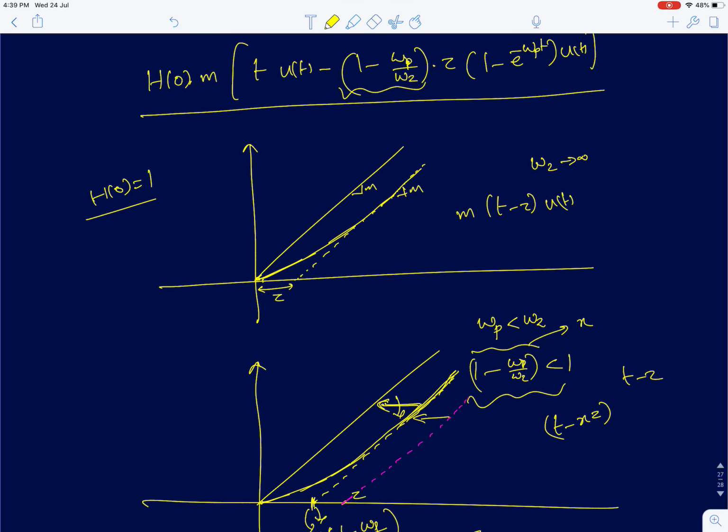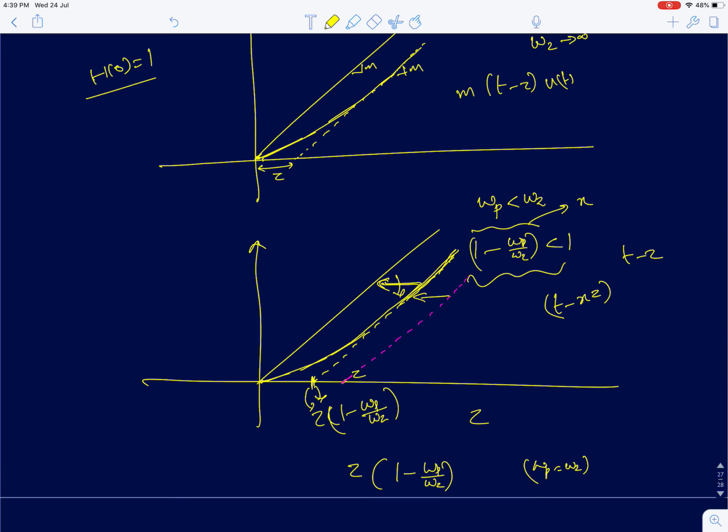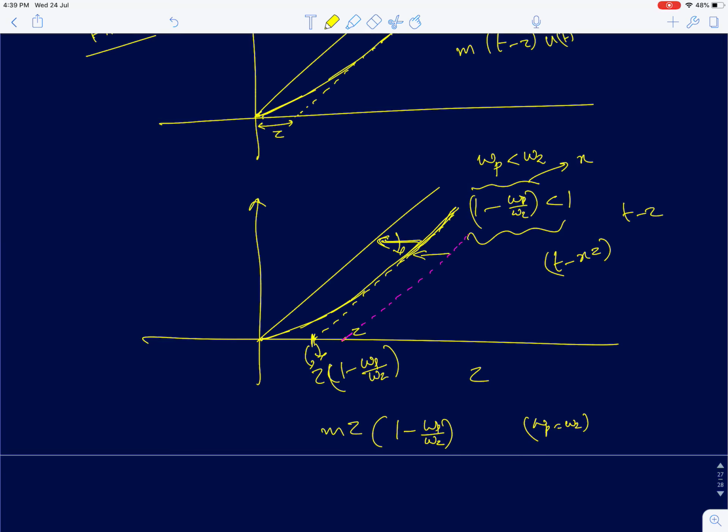Okay, otherwise the behavior is identical to a first order system. The only difference occurs in the steady state error, which also reduces. You can show the steady state error will be m into tau into (1 minus omega p by omega z). When omega z is exactly equal to omega p, the steady state error becomes 0. That's an obvious case of pole zero cancellation.